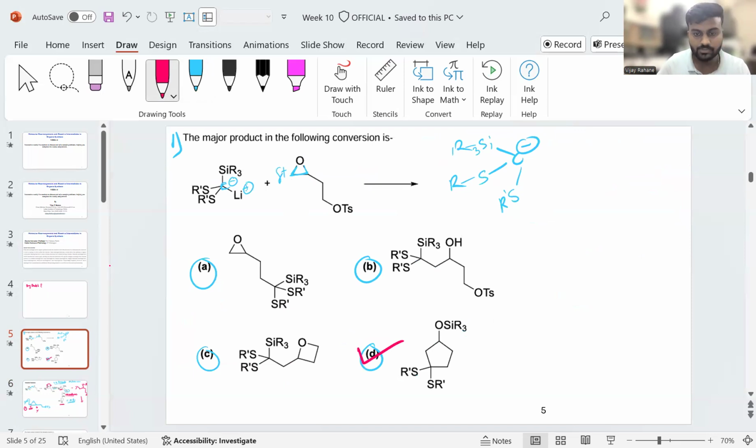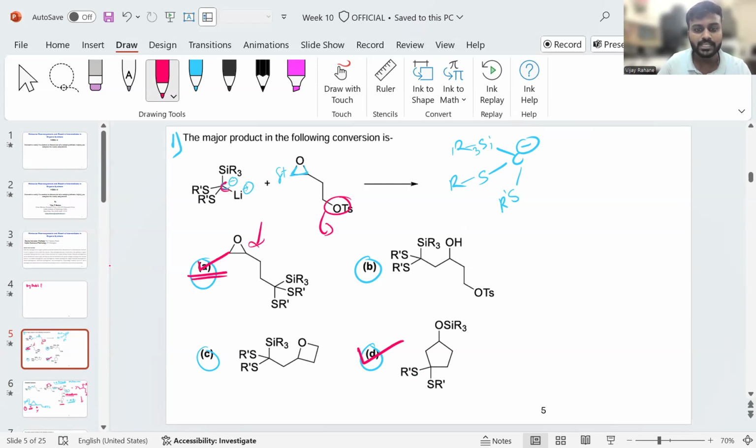And we can also check how we are able to eliminate the remaining options. If you look at option A, they have shown the attack of this C negative, that's the carbon nucleophile, on the OTS, and then the OTS group gets eliminated, which leads to the formation of compound A. But if you look at the affinity of this nucleophile, the nature of this OTS and the epoxide ring.